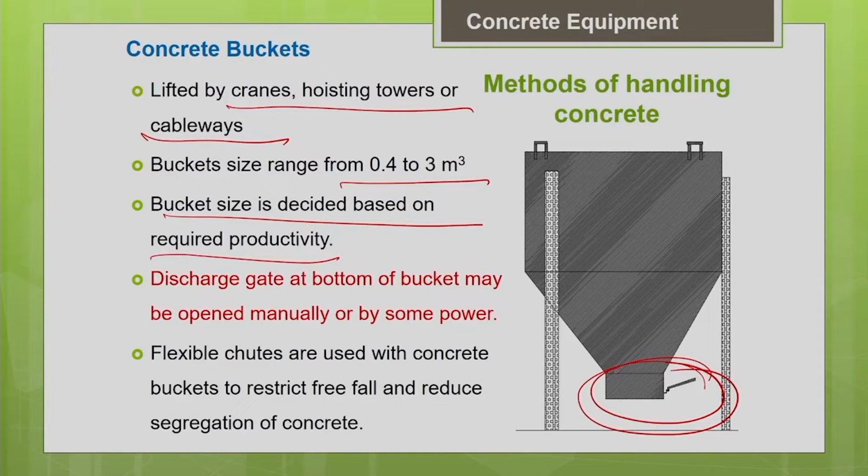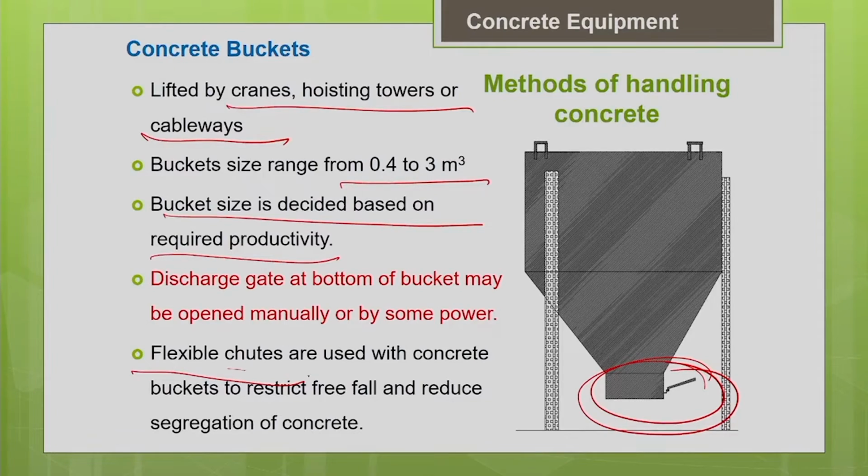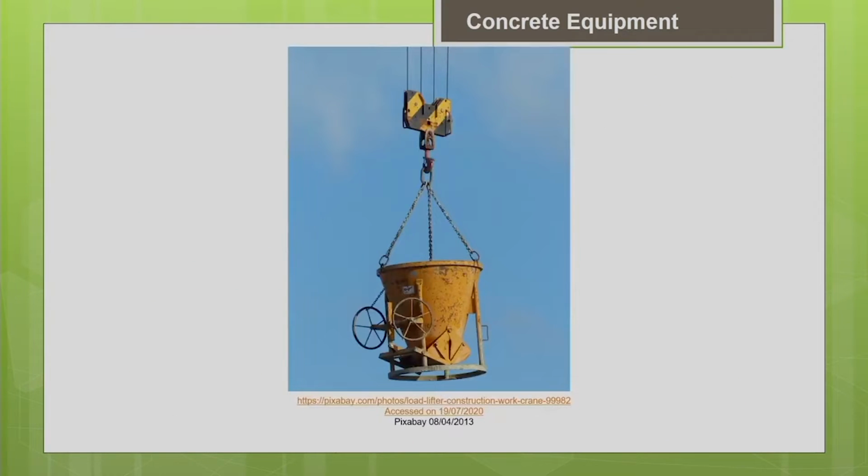Also some flexible chutes are provided. Chutes are nothing but a pipe kind of thing, which will help you to guide the flow of concrete. Instead of having a free fall of concrete from the bucket, you can guide the flow of concrete with the help of a chute. Flexible chutes are used with the concrete buckets to restrict the free fall and to reduce the segregation of concrete. Whenever you have a guided flow of concrete, the chances for segregation get reduced. That is why we should try to avoid the free fall of concrete as far as possible. This picture again shows a concrete bucket lifted by a crane.